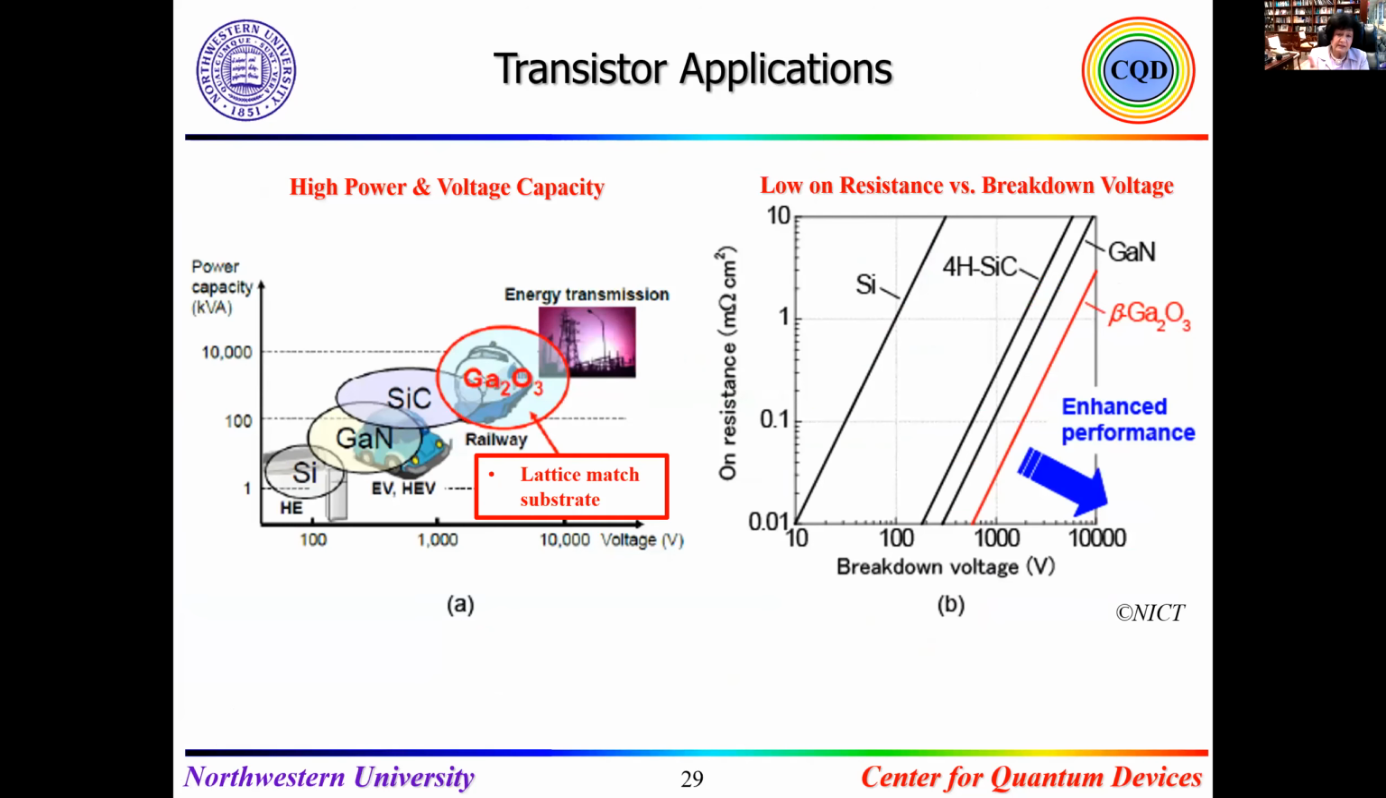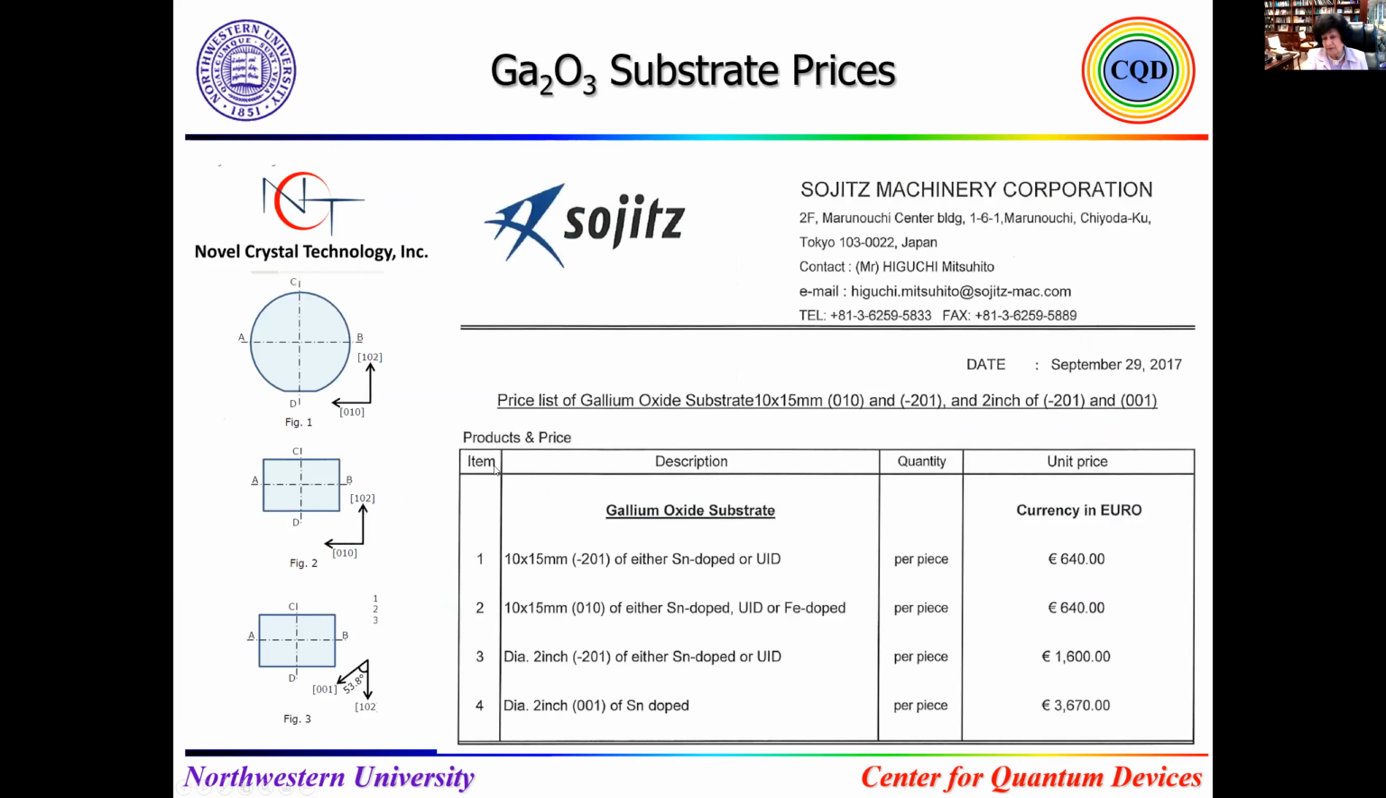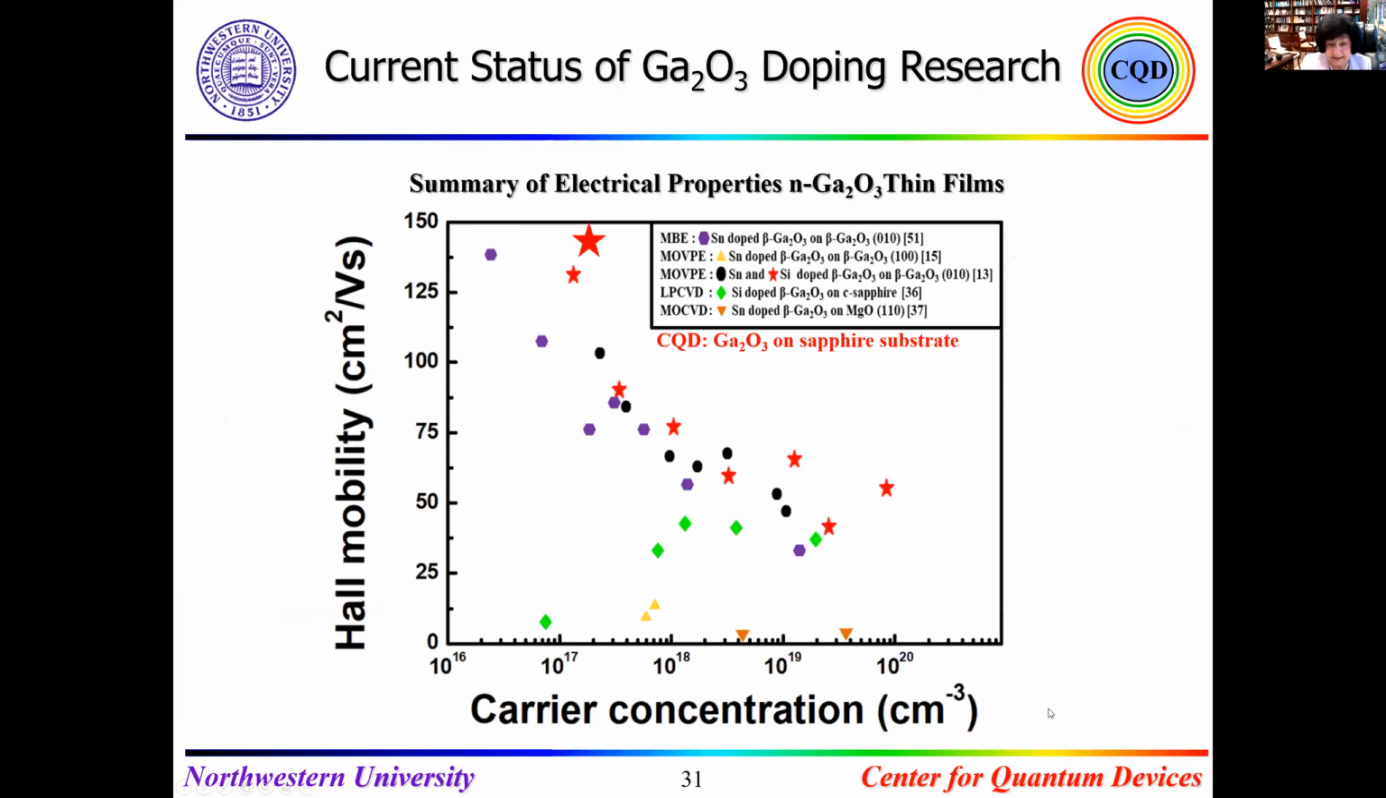So, at the same time, here I show again that for gallium oxide, for high power and high voltage capacity, if we compare gallium oxide to all of the other materials that are being used, the breakdown voltage of gallium oxide is much higher, and we can have a substrate. That is my substrate, which we cannot have with the others. The substrate we can buy; of course the price is not cheap by comparison to sapphire, but it exists.